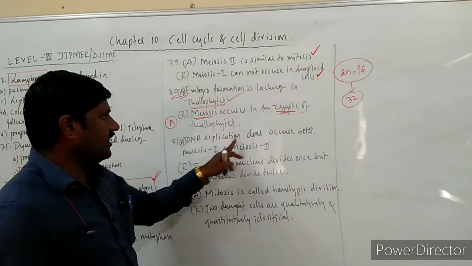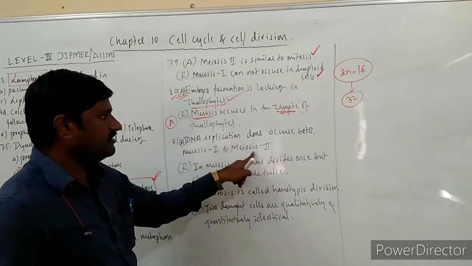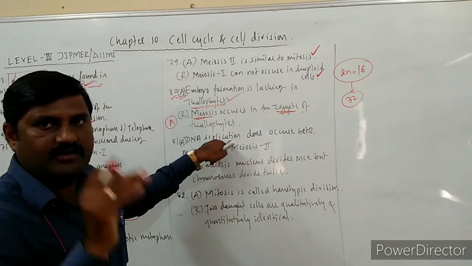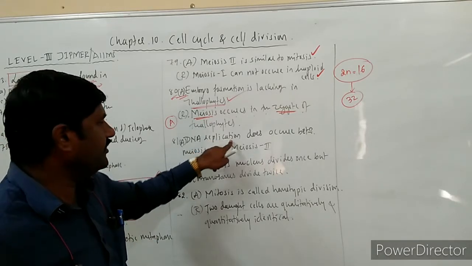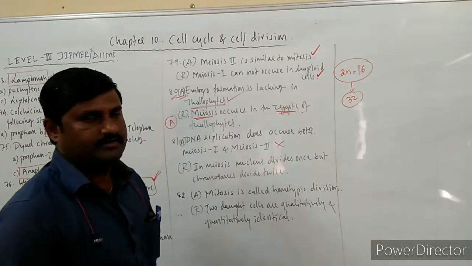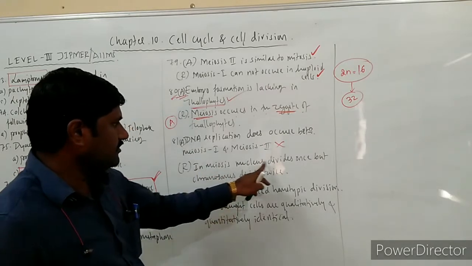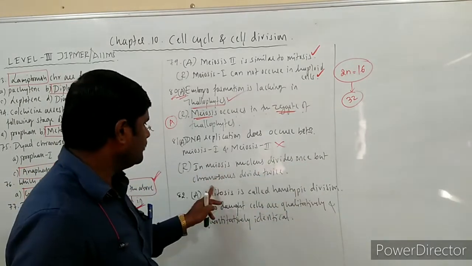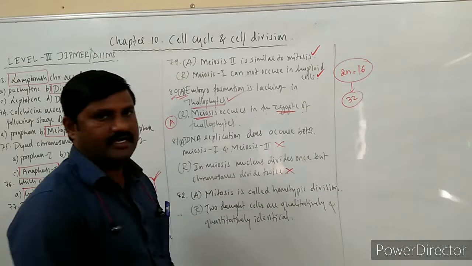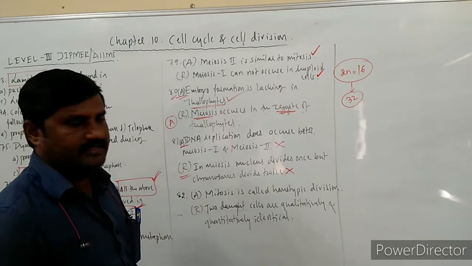Next one, DNA replication does occur between meiosis 1 and meiosis 2, he says. DNA replication always occurs in the S phase of interphase. It doesn't occur between meiosis 1 and meiosis 2. That's why this statement is wrong. Assertion is wrong. Whatever the reason, in meiosis the nucleus divides once but chromosomes divide twice. So this is also a wrong statement. That's why both A as well as R are wrong in this case.